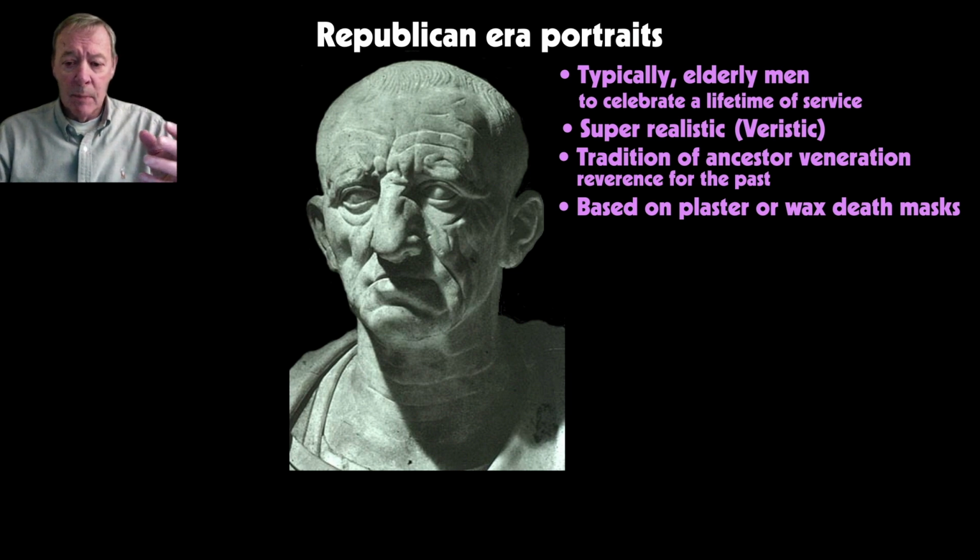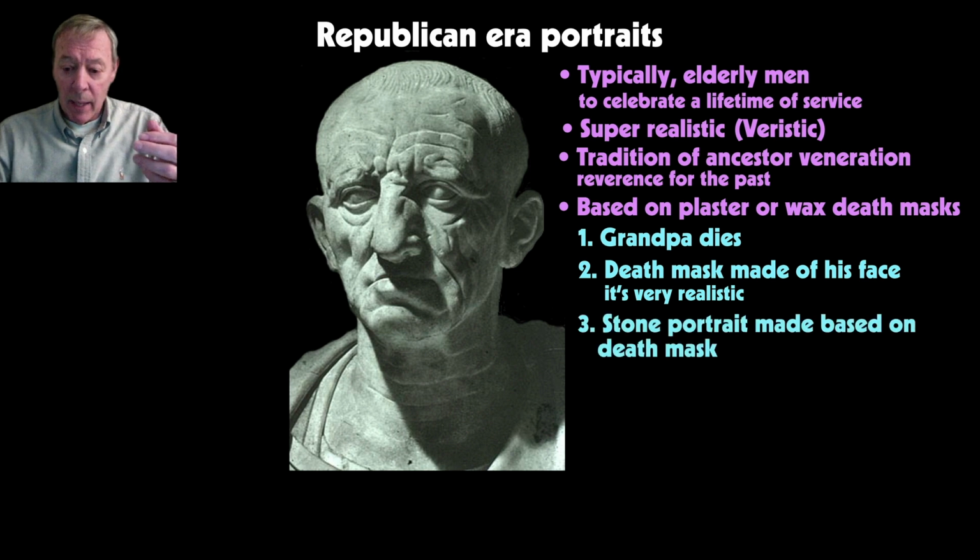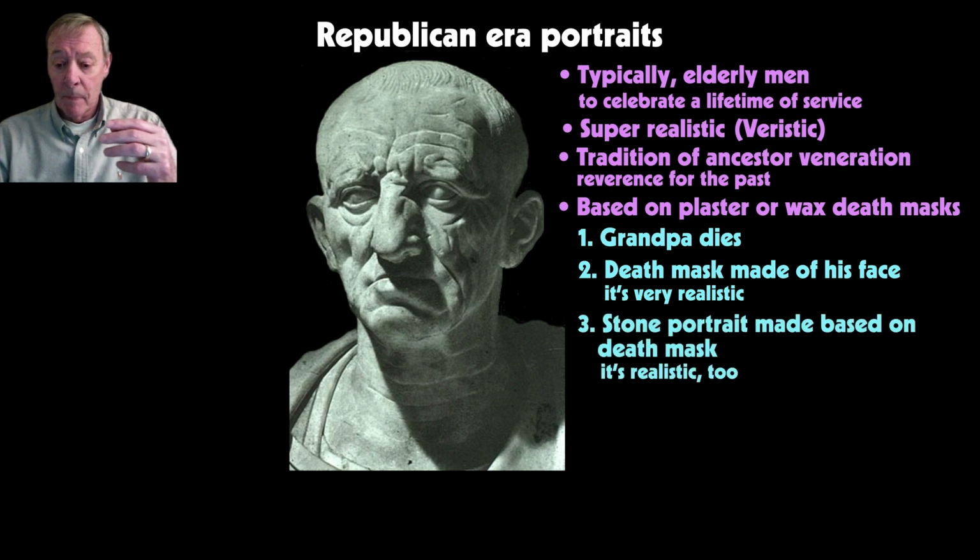So the process might be Grandpa dies, and then a death mask would be made of his face, a mask made from plaster or wax. And of course that would be very realistic, obviously, being based on the face itself. Then that mask would be turned over to a professional sculptor, and a marble portrait would be made based upon the death mask. So it's going to be realistic also.